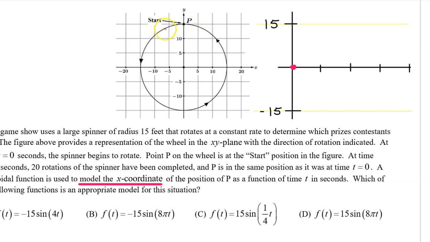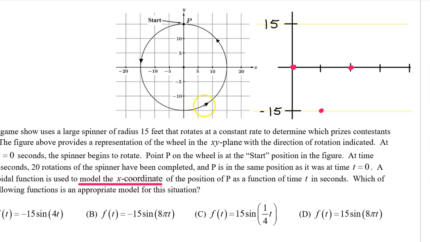Point P then rotates in this direction as indicated by the arrows and will soon reach this location that has an x-coordinate of negative 15. So point P will next have an x-coordinate of negative 15. The rotation continues until we get to this point on the circle where point P has an x-coordinate again of 0. So we are back to an x value of 0.